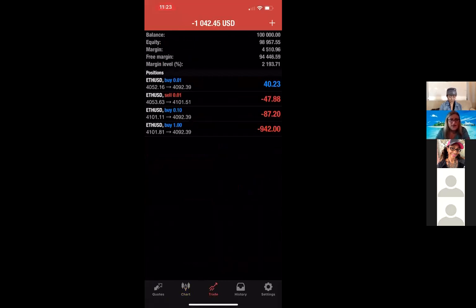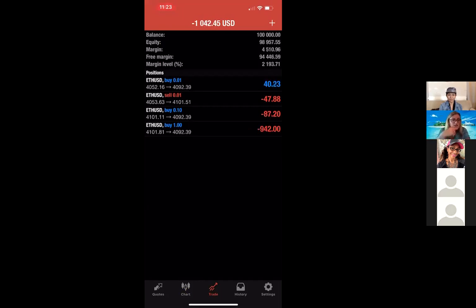Look at that, we're $1,000 negative on our buy for $1. But we're only $47 negative, $40 positive on our buy. And then we're negative because it hasn't quite caught up. So we have to pay what's called a spread. So we have to pay our broker before we get into profit. So we're just going to see how these go. So we have a 0.01 lot, a 0.10 lot, and a 1.00 lot on the same trade.